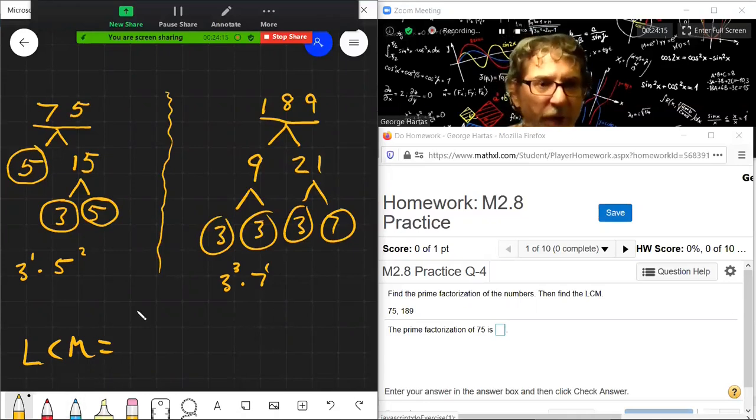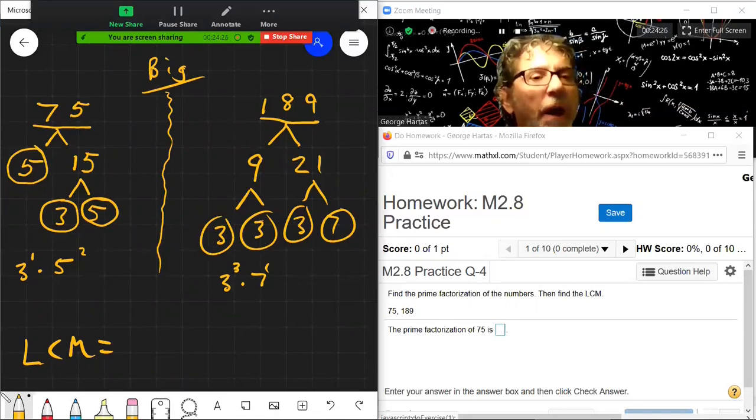All right, so let's find the LCM. So we're looking for, again, big, biggest. Big is the keyword. Large, big. So let's look at the threes first. Let's compare the base of 3. We have 1 3 here, 3 3s here. There are more 3s here. Bring the 3 3s down.